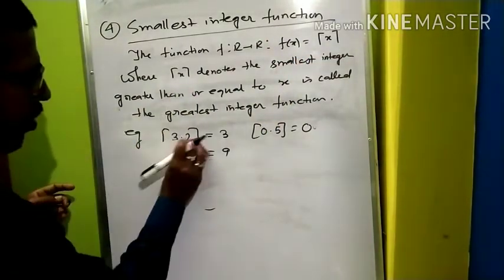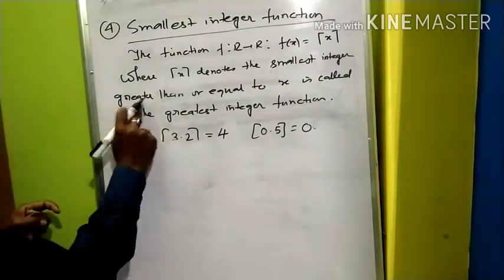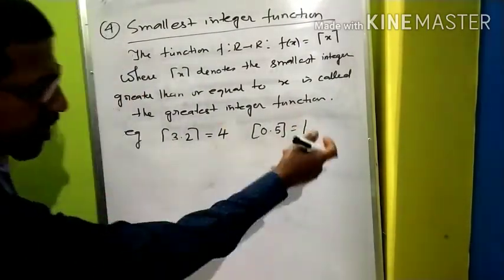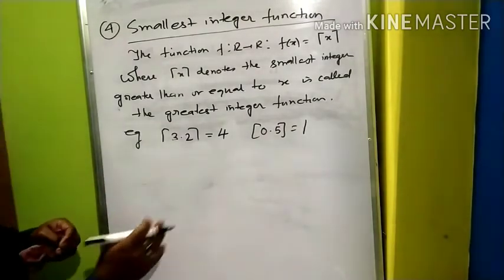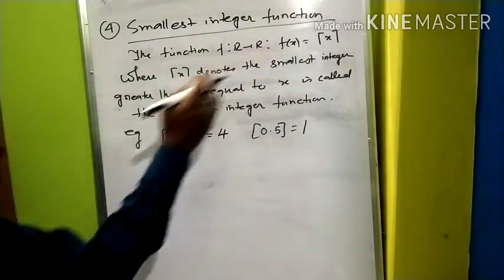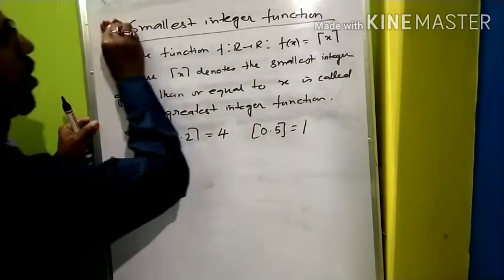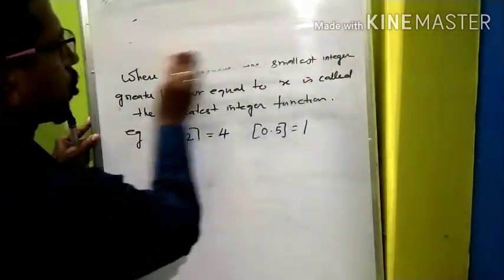Here the notation is changed. 3.2 will be 4, the integer greater than or equal to x. 0.5 will be 1, the next integer. All the values in between 1 to 2 will go to 2. It is the smallest integer greater than or equal to x. These are examples.